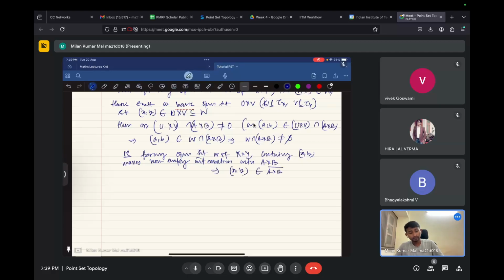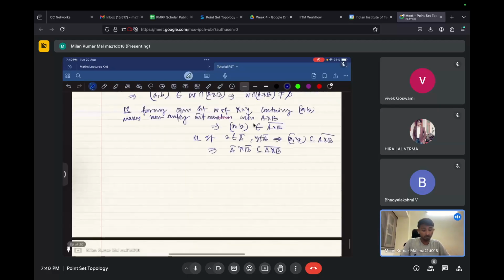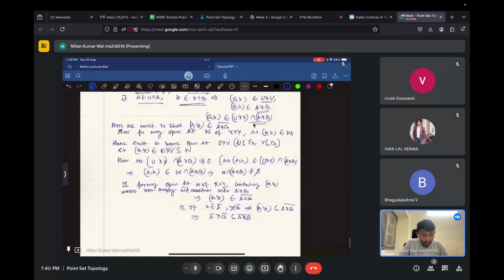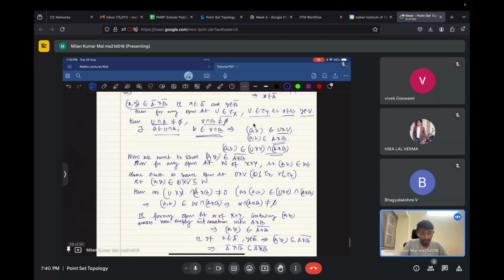So that means this (x, y) is actually sitting inside the closure of A cross B. That means what we got is that if x belongs to A closure and y belongs to B closure, then (x, y) is sitting inside the closure of A cross B. That means A closure cross B closure is a subset of the closure of A cross B. First of all, up to this point, is there any doubt? Please tell me, because if that is clear, then the other part will also be clear.